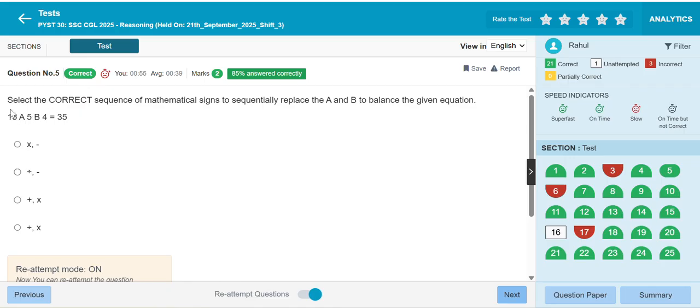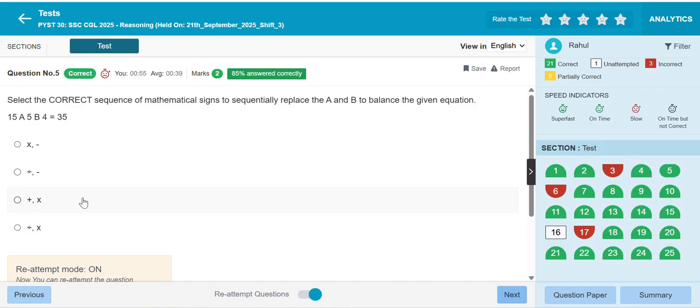So 5 and 15 eventually comes 35. So B, there is no way near. So let's add it. 15 and 5 is 20. 20 into 4, no. Divide it. Divide is no.